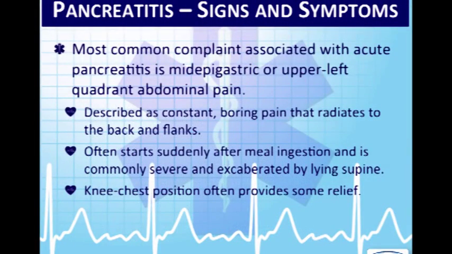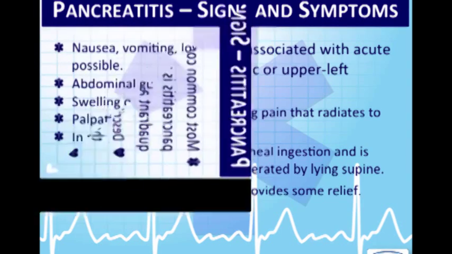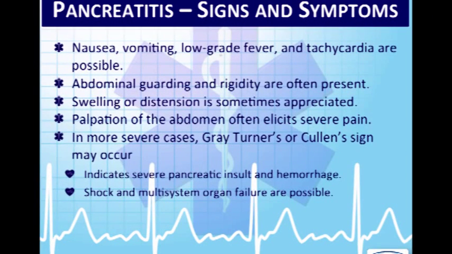The pain is often described as constant, boring, radiating to the back. It can start suddenly. These patients are often very profoundly in pain. They can be nauseous, they can vomit, they can have tachycardia. Their belly can be very tender.